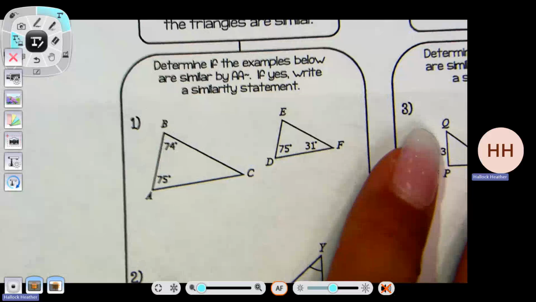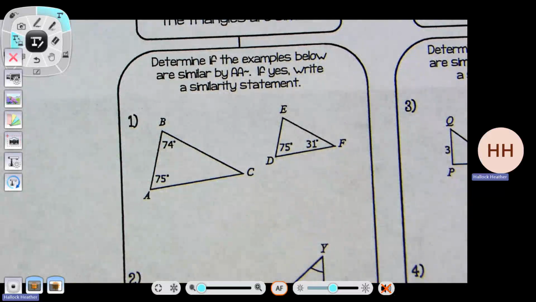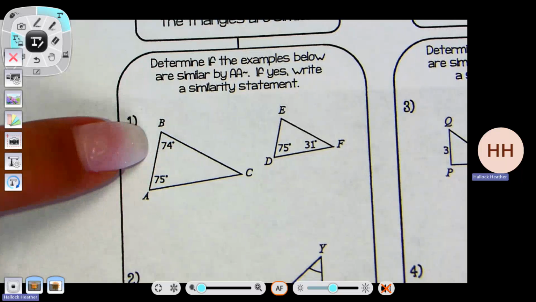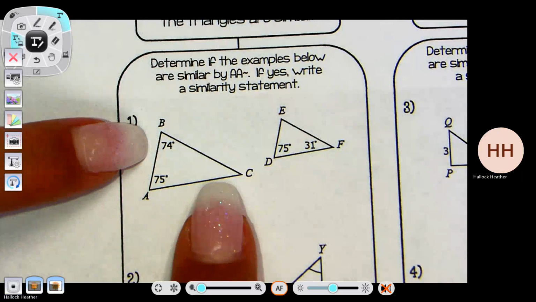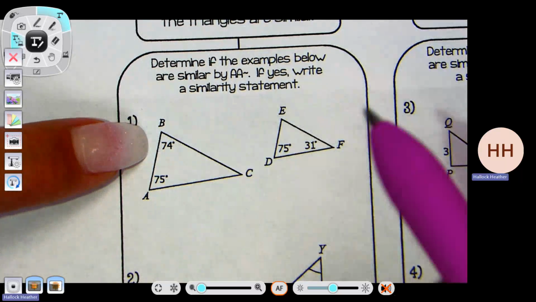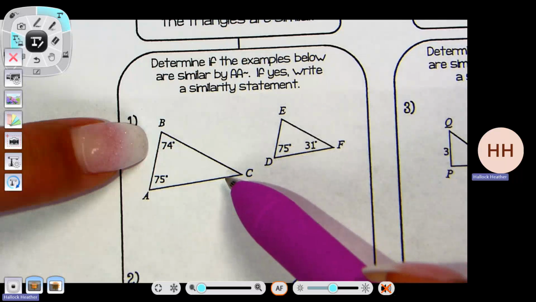Okay. So for angle, let's start with angle. We need to determine if they are similar based on angle similarity. So if I have a triangle with 75 and 74, how can I find C? Add them and make what? 180, because the triangle has to make 180.